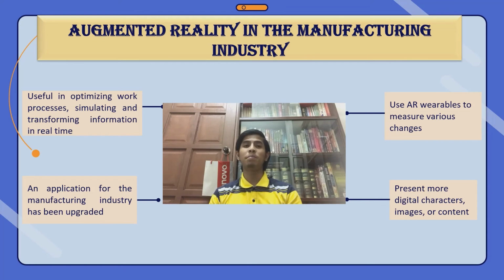Next, an application for the manufacturing industry has been upgraded for a number of purposes, including quality control and processing, safety and health of workers, and the maintenance of machines and factories. The beauty of it is that it can be used to present more than digital characters, images or content. It can also overlay text, styles and information relevant to the worker's current task.